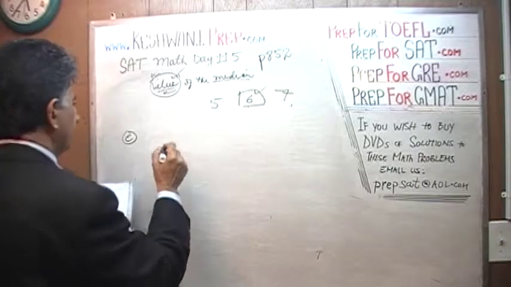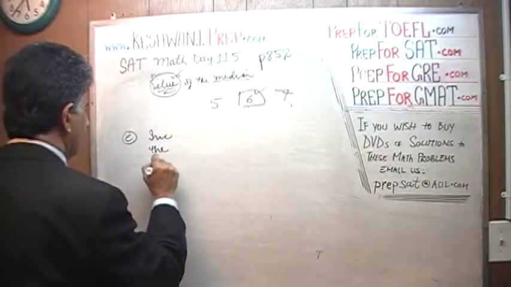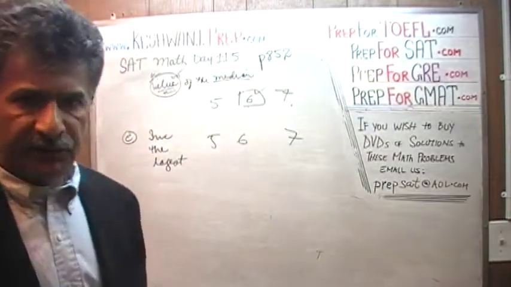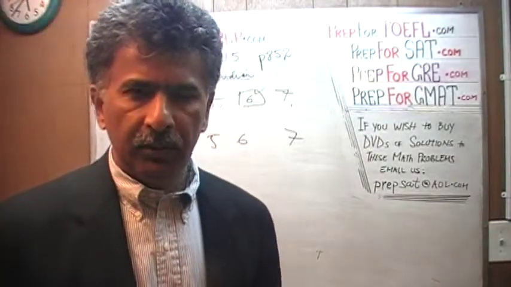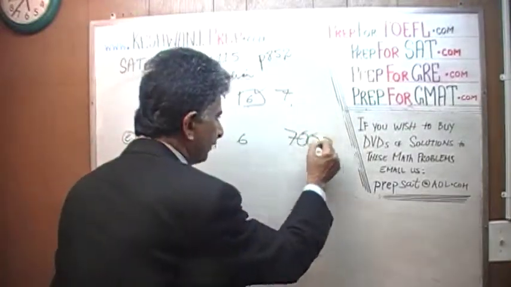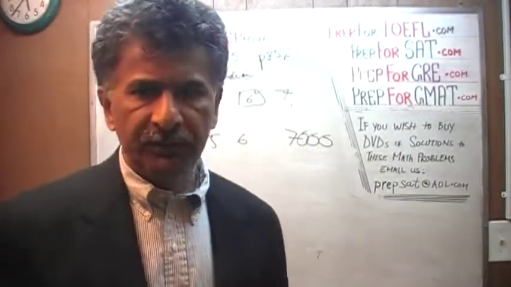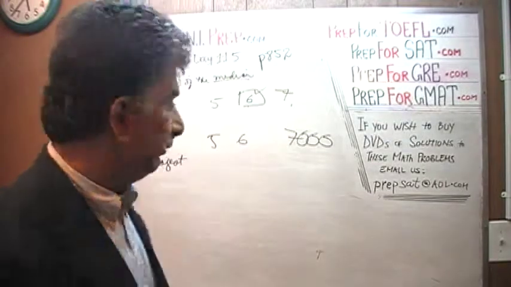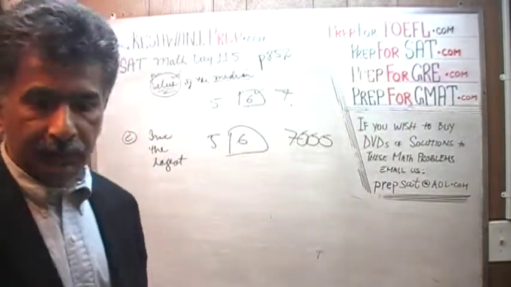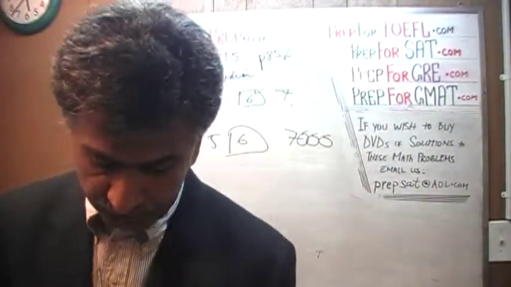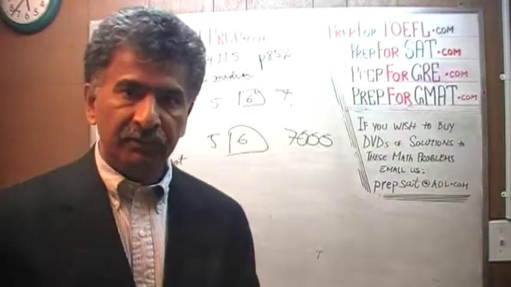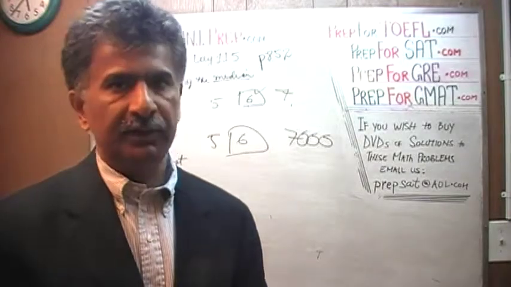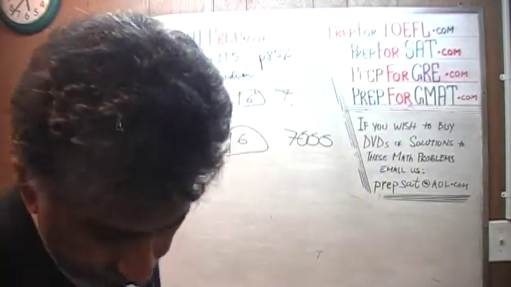Let's look at E. E says, increase the largest. 5, 6 and 7. If you take the largest number in a series of numbers and increase it even more, you make it even larger, that's not going to affect the order of the numbers, and therefore the median will remain the same as before. In a series of numbers, listen carefully, increasing the largest number or decreasing the smallest number does not alter the median. The answer is E.